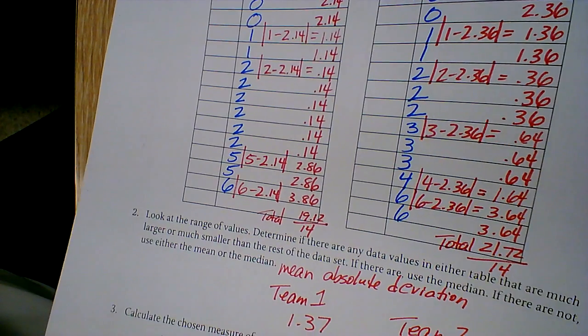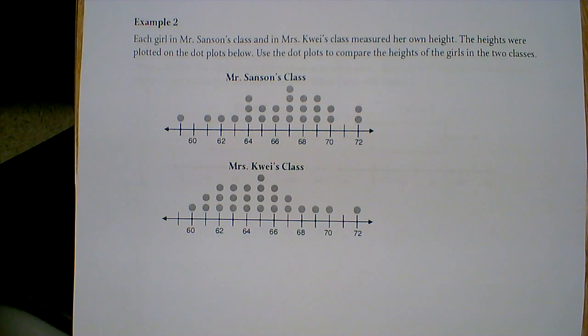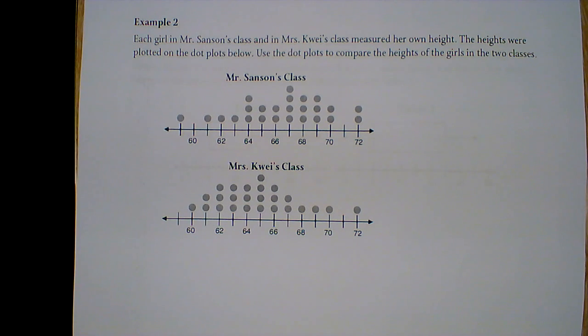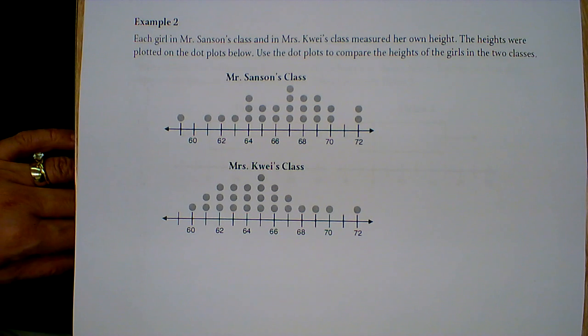All right, so let's look at some data in a different format. Let's compare two dot plots. It says each girl in Mr. Sanson's class and in Mrs. Kwai's class measured her own height. The heights were plotted on the dot plots below. Use the dot plots to compare the heights of the girls in the two classes.